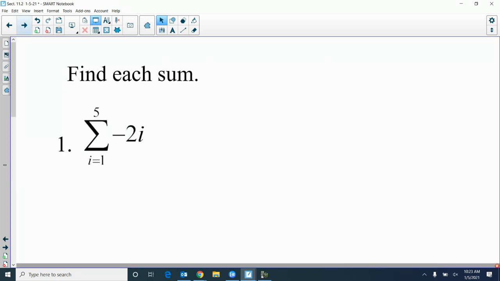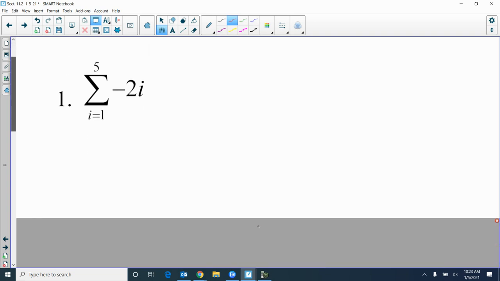Okay, for that. So this first one here, it says find each sum. Basically, you plug in 1, then you plug in 2, you plug in 3, 4, and 5, and then you add them together. So for i equals 1, basically it's just -2 times 1, or -2. Plus i equals 2. That's -2 times 2, -4. Okay. And now just plug in i equals 3, plug in i equals 4, plug in i equals 5.